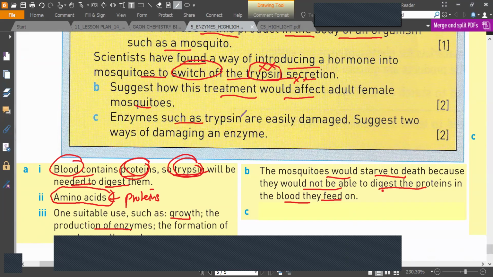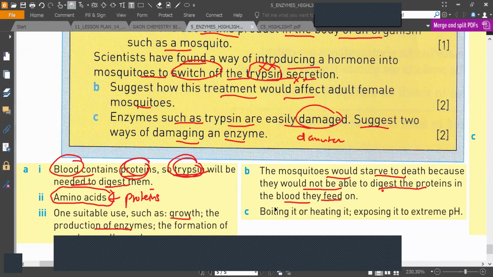Okay. Enzymes such as trypsin are easily damaged. Suggest two ways of damaging the enzyme. So how can it become denatured? Okay, we know that. By high temperature or extreme pH, which can denature the enzyme.